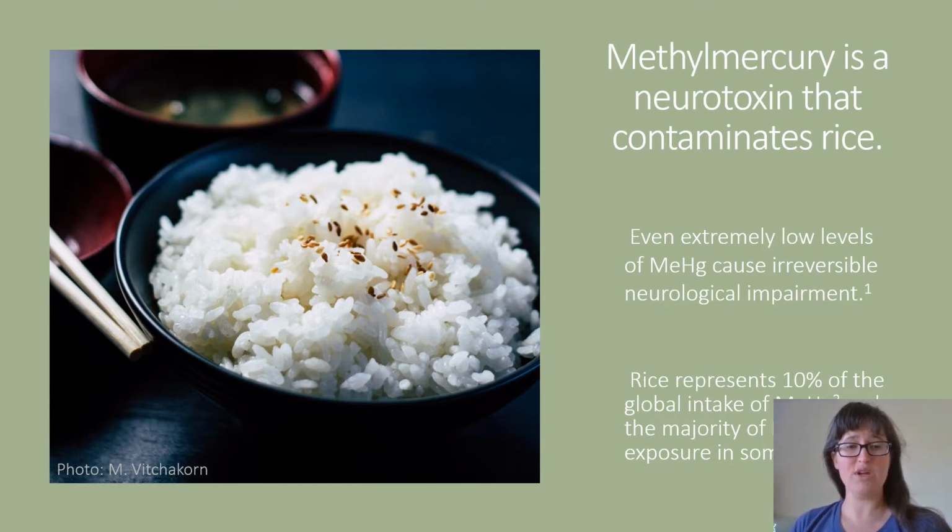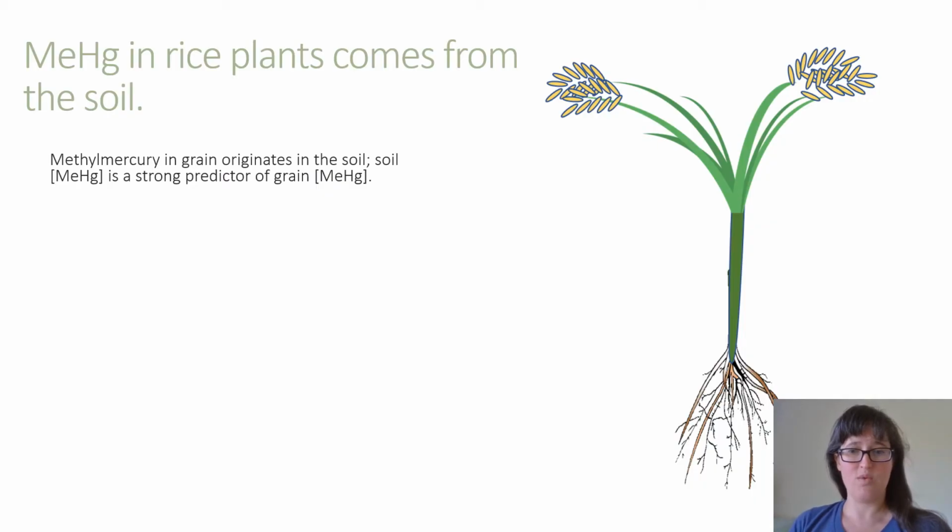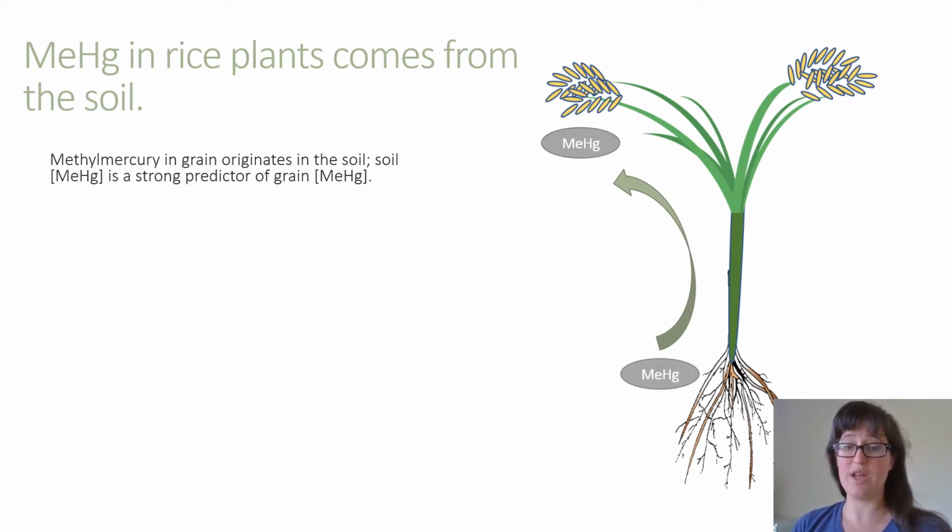And anything that we can do to reduce the amount of methylmercury in rice grain is going to be an important public health intervention addressing this emerging concern. So where's that methylmercury in the rice grain actually coming from? Well, it's coming from the soil. Methylmercury in rice grain originates from methylmercury that is created in the soil around the plant's roots.